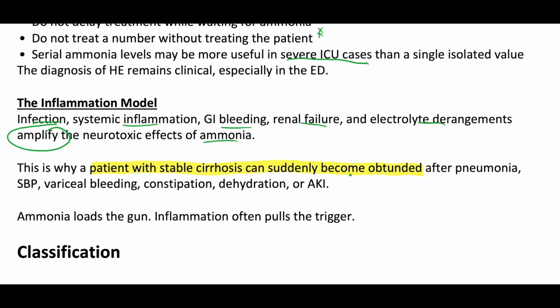Why exactly this happens is very complex and not totally clear. But this is that relationship between ammonia and then precipitating factors, right? Because when you have cirrhosis, you are not as effective at detoxifying that ammonia from the portal circulation. But usually there's a precipitant that then tips you over the edge, and that precipitant usually causes inflammation, and that inflammation drives worsening of that neurotoxic effect of ammonia through variable pathways.